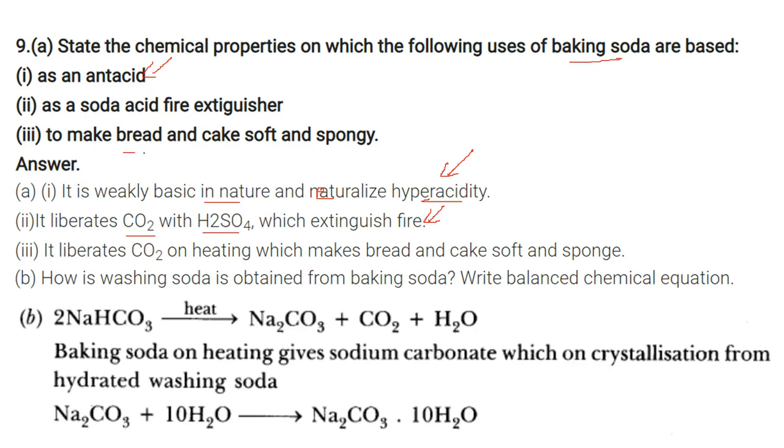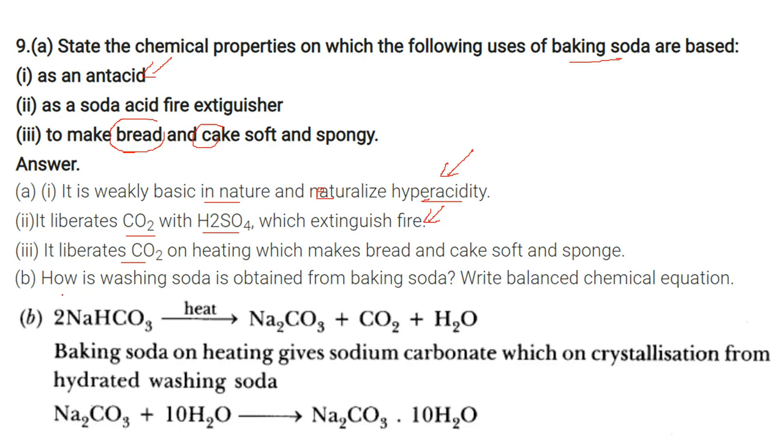To make bread and cake soft and spongy, it liberates carbon dioxide on heating, and when this carbon dioxide is liberated, it makes the bread and cake soft and spongy.